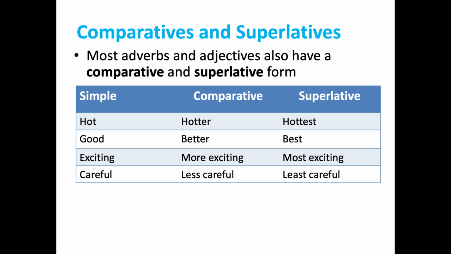Most adverbs and adjectives also have a comparative and superlative form. The words on the left column are words in their simple form. On the second column are their forms when being used to compare two objects. Finally, the last column are in their superlative forms. The words being modified are being considered as the best or highest level among the items being compared.